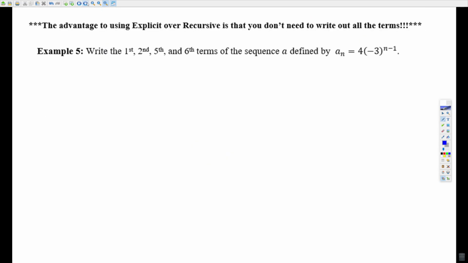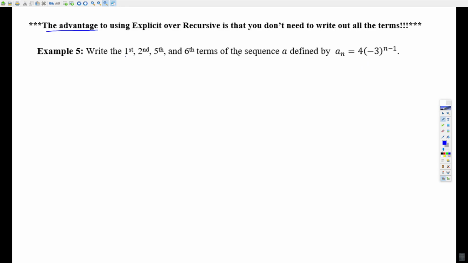All right, on to example 5. So just real quick, though, the advantage to using explicit over recursive is that you don't need to write out all the terms, whereas with recursive, we kind of have to build on ourselves constantly from one term to the next. So for example 5, we're going to write the first, second, fifth, and sixth terms of the sequence defined by this formula.